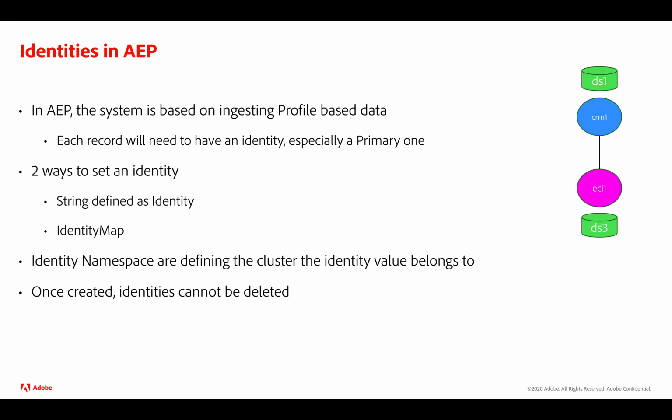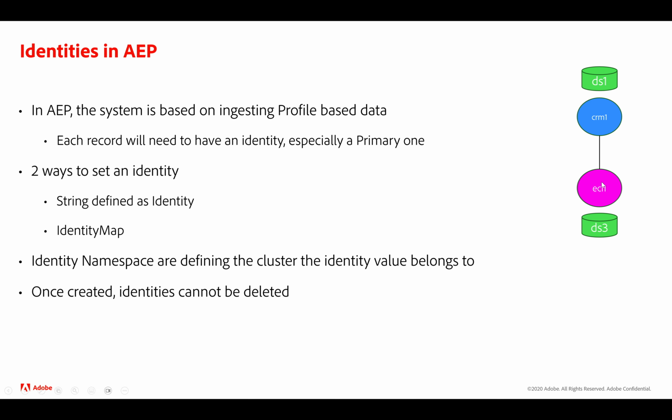So in Adobe Experience Platform, the system is based on ingestion of profile-based data. Every time you send a record, you send a payload to Adobe Experience Platform, you need to have an identity, especially a primary identity. What we call primary identity is the main identity that is going to be sent with your record. You can have more than one identity in your record. In that case, when that happens, you will create a link.